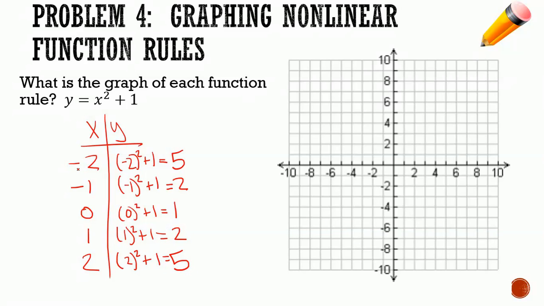Let's graph these ordered pairs. -2, 5. -1, 2. 0, 1. 1, 2. And 2, 5. There we go. Notice, this is a function because it actually graphs something that passes the vertical line test. Now, if this would have been a U laying on its side, then it wouldn't have passed the vertical line test. Thus, it wouldn't have been a function.